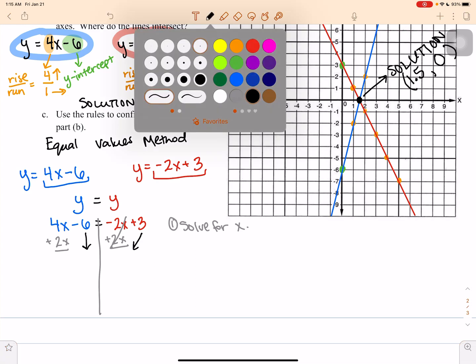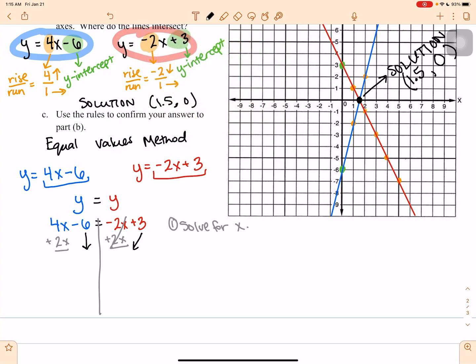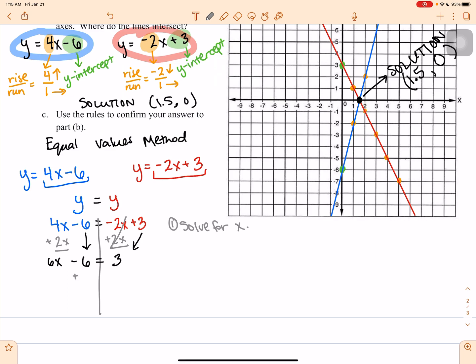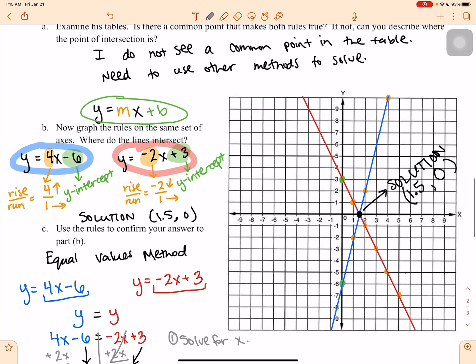All right, so same thing, still would add 2x to both sides. 6x minus 6, not plus 6, equals 3. Okay. So now I add. That still wouldn't be right, because that would be 9. Where else am I making a mistake at, guys? Let's see here.